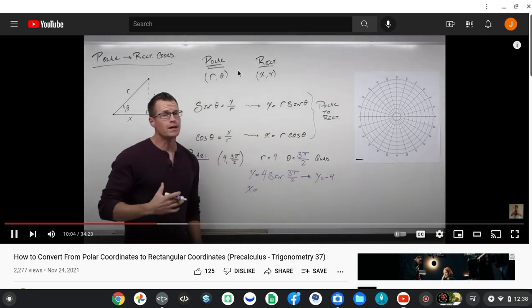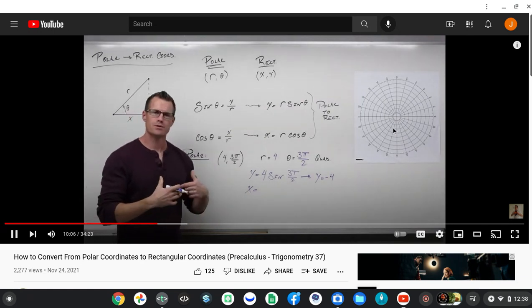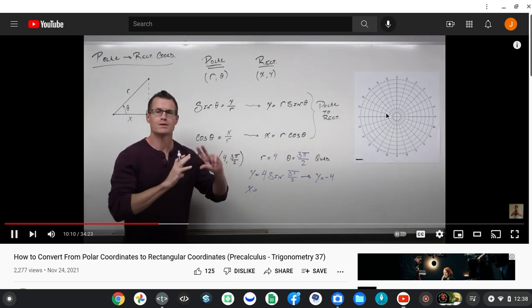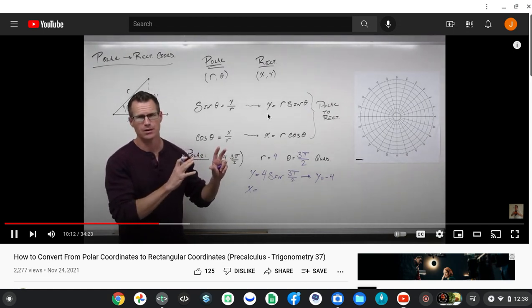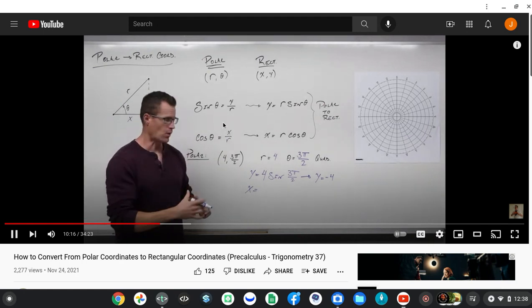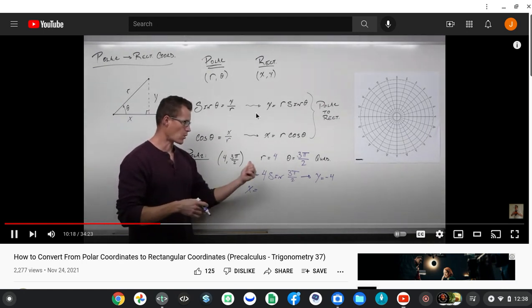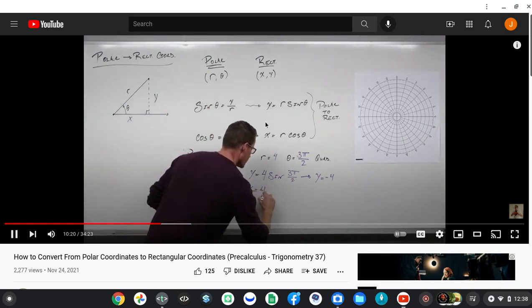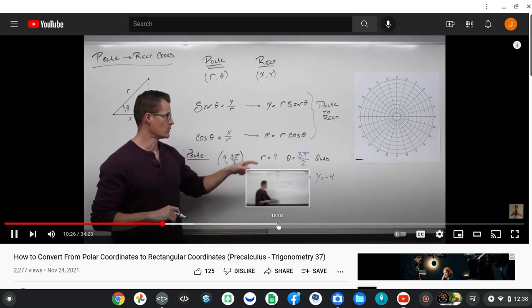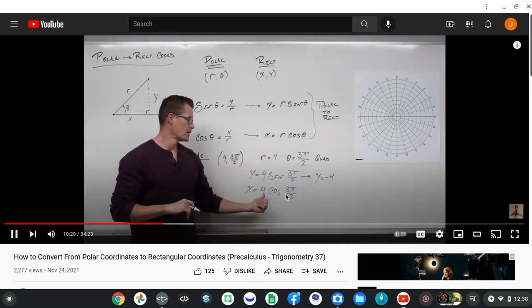X is found really similarly, but instead of using sine, we're going to use cosine. Sine was always associated with y, the idea of y over r. Cosine's always associated with x, the idea of x over r. So if we take r, which is 4, and the cosine of our angle, we get 4 times cosine of 3 pi over 2.